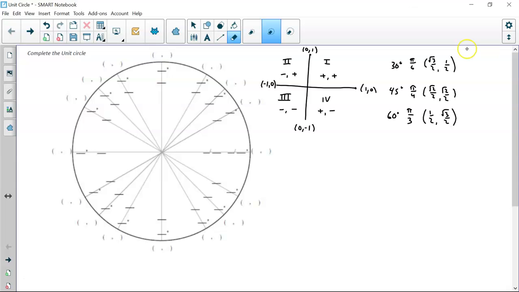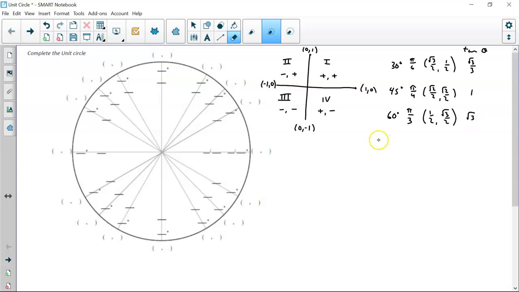So it's also helpful to know my tangent values. Instead of doing all the work of dividing each time, every time I have a pi over 6, my tangent is root 3 over 3. Every time I have a pi over 4, my tangent's always going to be 1. And every time I have a pi over 3, my tangent's always going to be root 3.